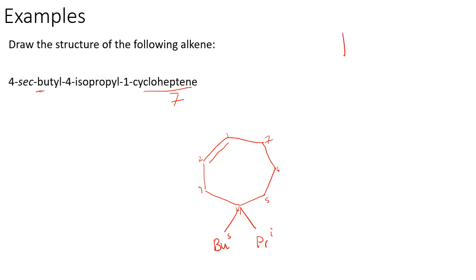Just a reminder, sec-butyl looks like this. It's 4 carbons, and on that subbranch, carbon number 2, or the secondary carbon, is what would be attached back to the main parent chain.